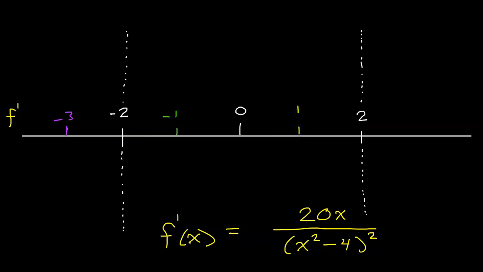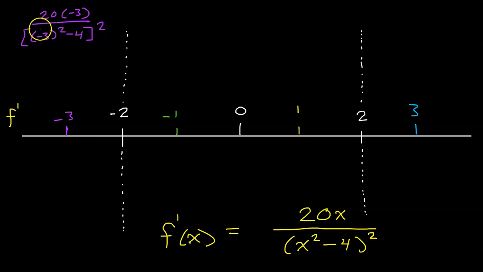And in the last interval, let's use 3. So we are evaluating the first derivative. So we will have 20 times negative 3 over negative 3 squared minus 4, and then all of that would be squared.